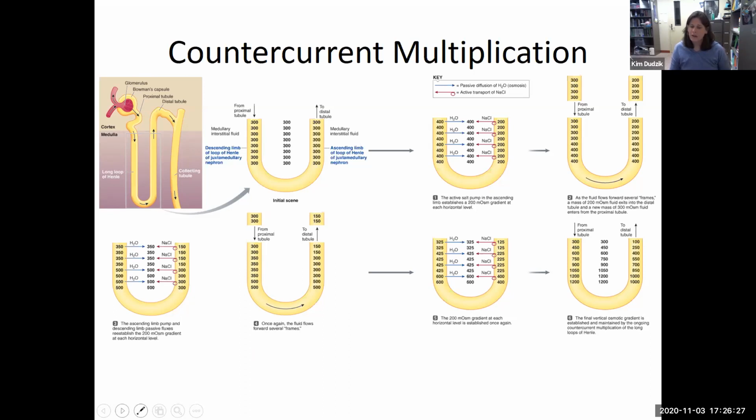All righty, I know it's confusing. Got to watch it again and again. Watch the video on Canvas, and that should help you out.